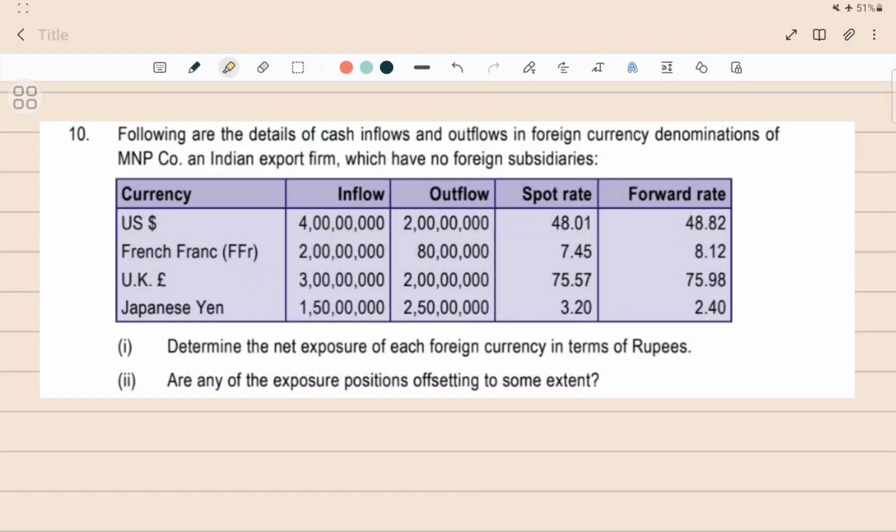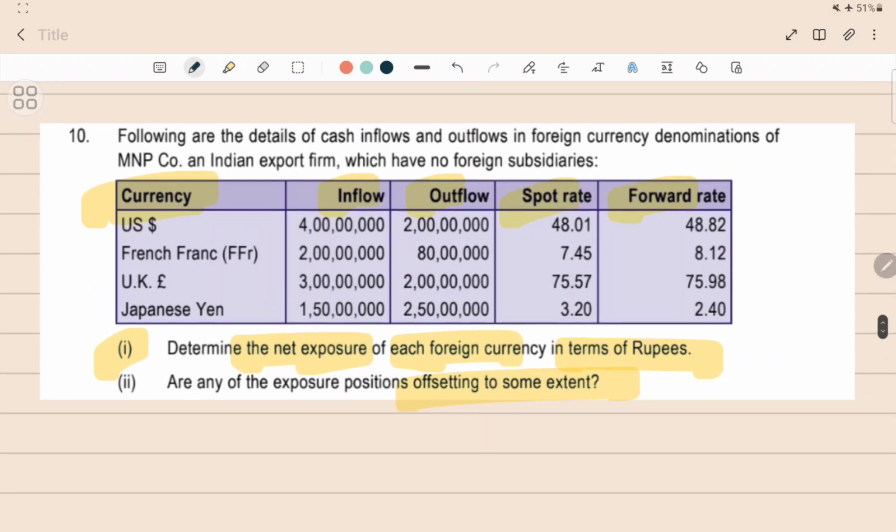Question number 10. Following are the details of cash inflows and outflows in foreign currency denominations of M&P Company, an Indian export firm which has no foreign subsidiaries. So you have the currency, the inflow, the outflow, spot and forward rates given to you. Determine the net exposure of each foreign currency in terms of rupees, and are any of these exposure positions offsetting to some extent. Okay, let's do the first thing first.